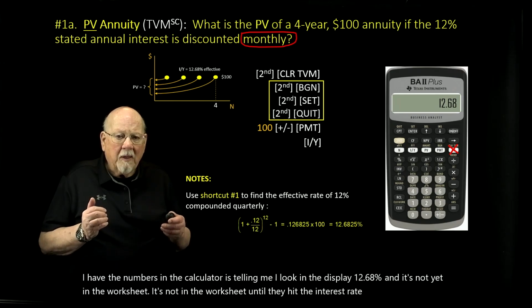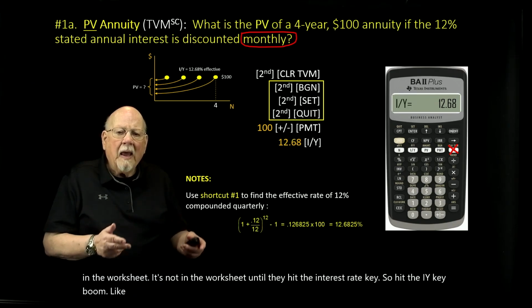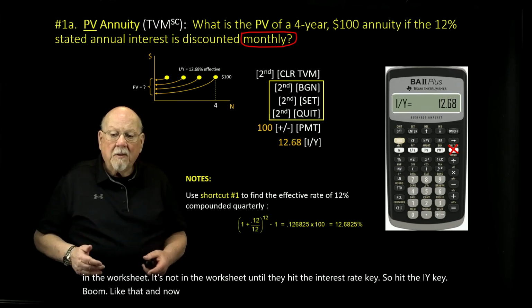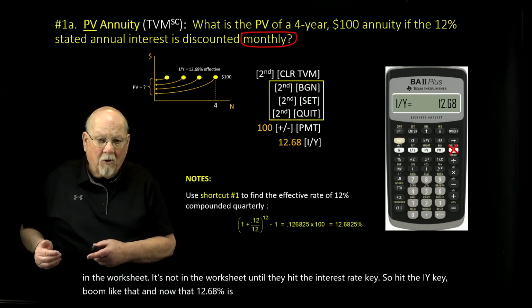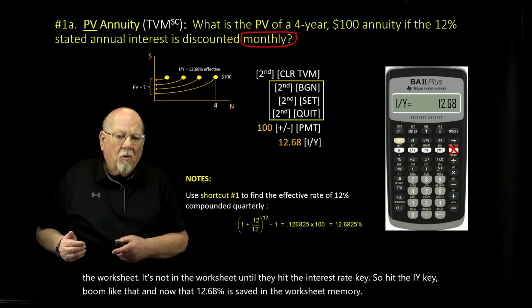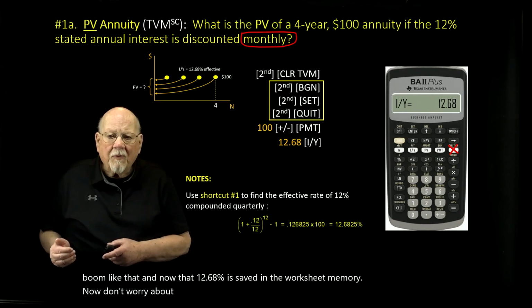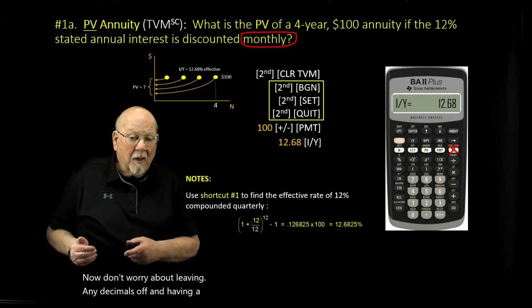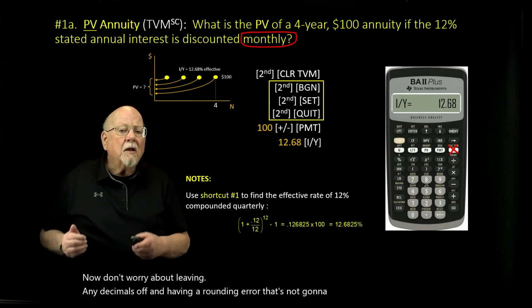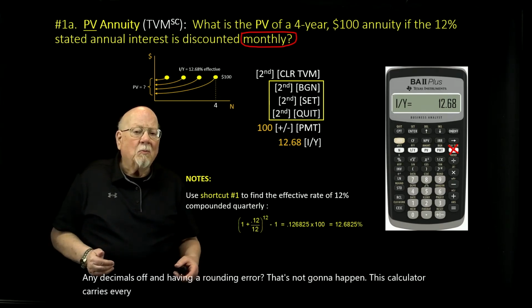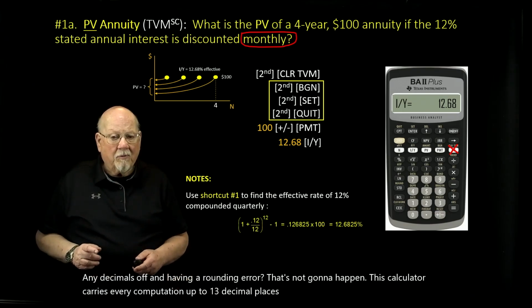So I hit the I/Y key, boom, like that. And now that 12.68% is saved in the worksheet memory. Now, don't worry about leaving any decimals off and having a rounding error. That's not going to happen. This calculator carries every computation out to 13 decimal places, so you have plenty of accuracy.